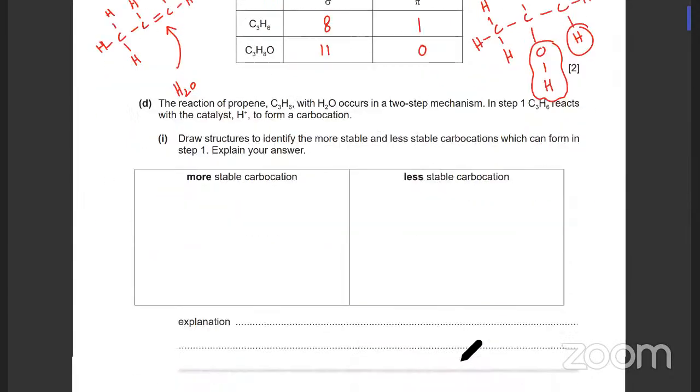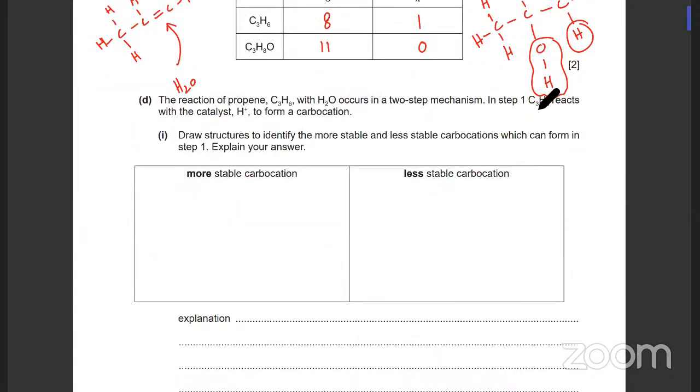The reaction of propene with H2O occurs in a two-step mechanism. In step 1, C3H6 reacts with H+ to form a carbocation. Draw structures to identify the most stable and less stable carbocation which can form in step 1. So what happens is that you will have a double bond, and the H+ would be interested in the electrons of those double bonds. So it's going to get attracted. It's going to be an electrophile attracted to the double bond electrons.